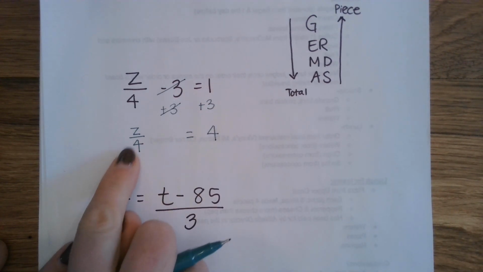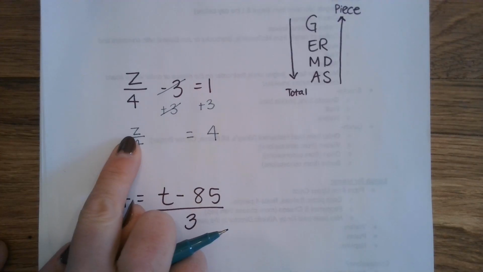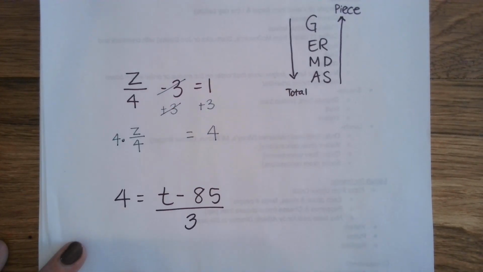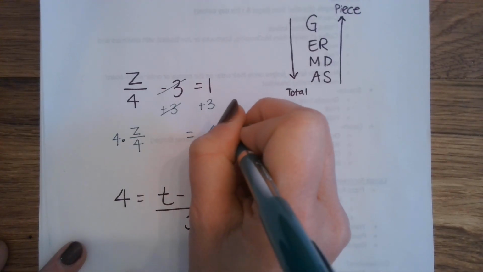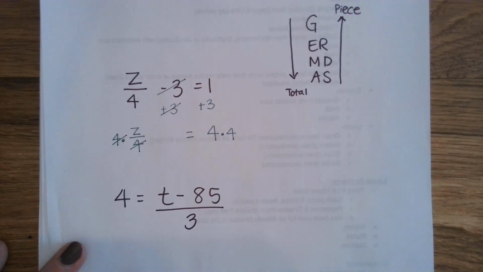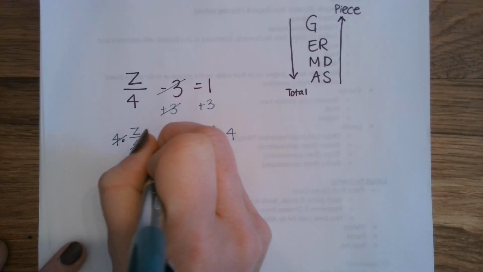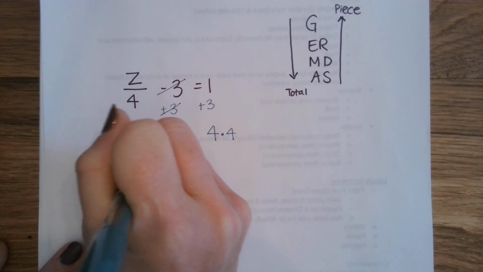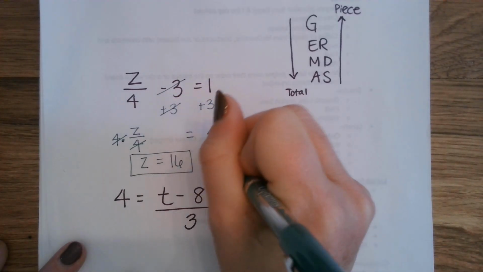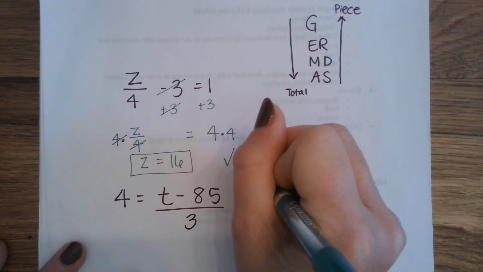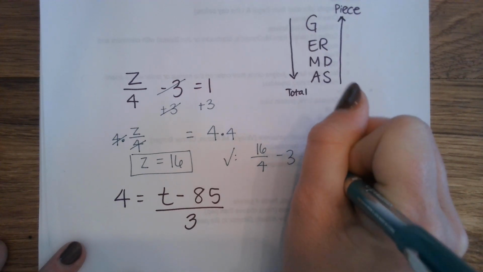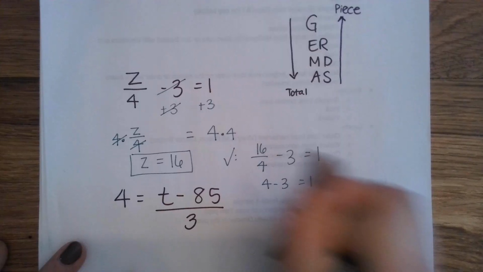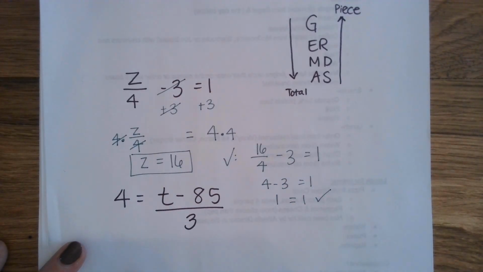All right, so now to disconnect the 4 from the z, we have to do the reverse of division, which is multiplication. What we do to one side, we do to the other. That will cancel out the 4's, leaving us with just z equals, and then we simplify this. 4 times 4 is 16. And then if you performed the check, does 16 divided by 4 minus 3 equal 1? 16 divided by 4 would be 4, and 4 minus 3 is 1. So yes, we did it correctly.